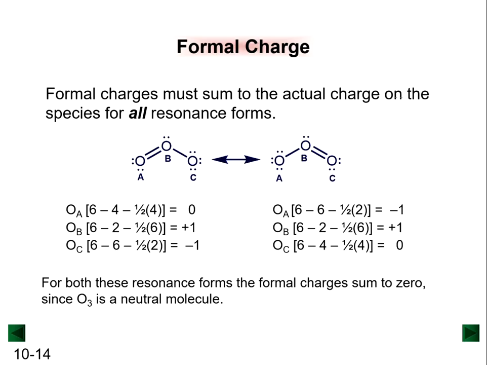Formal charge must sum to the actual charge on the species for all resonance forms. So for example, in structure 1 on the left-hand side, since ozone is a neutral molecule, all the formal charges have to add up to 0. So 0 plus 1 minus 1 gives us 0. And we see the same thing has to hold for resonance structure 2.